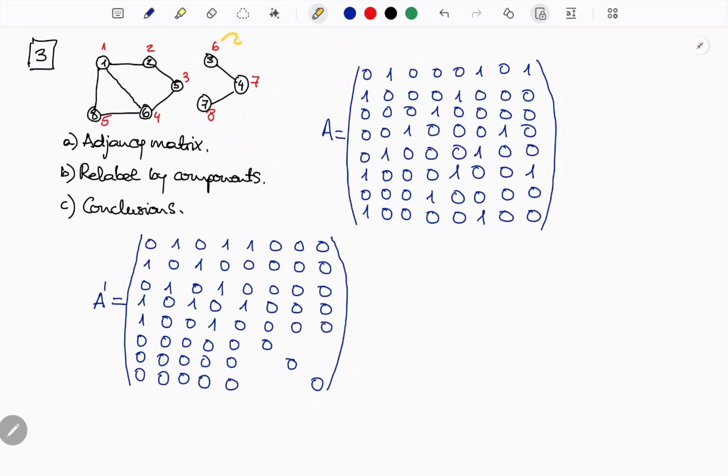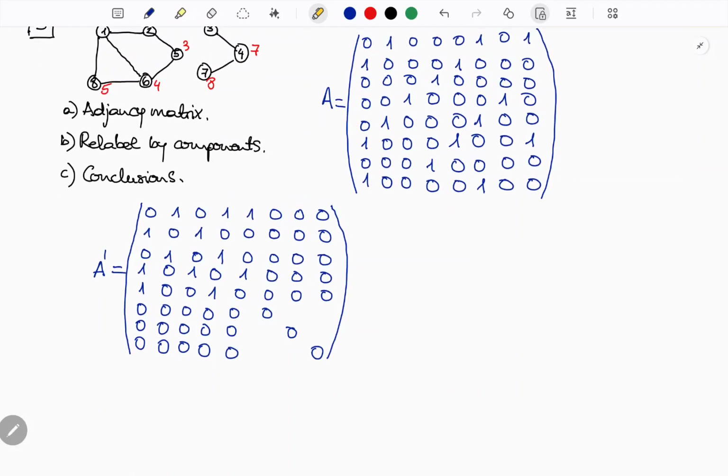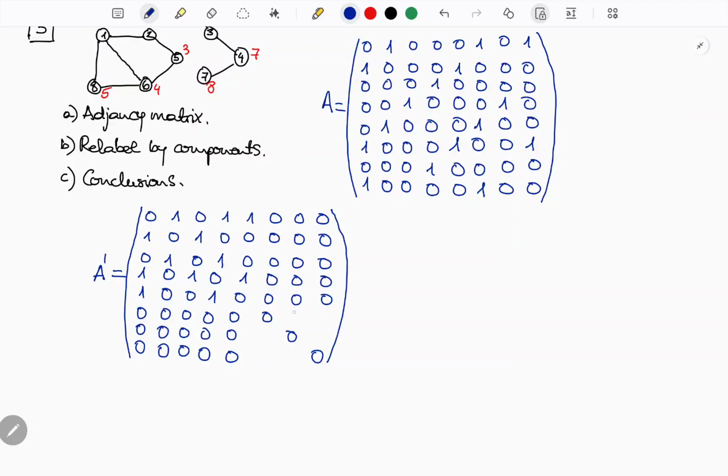Now I have the other component, and for the other component I have nodes 6, 7, and 8. Nodes 6, 7, and 8 are going to be linked: 6 to 7, 7 to 6 and 8, and 8 to 7. So 6 is linked to 7, and that's all. 7 is linked to 6 and 8, and 8 is linked to 7, that's it. So this is going to be my new adjacency matrix.